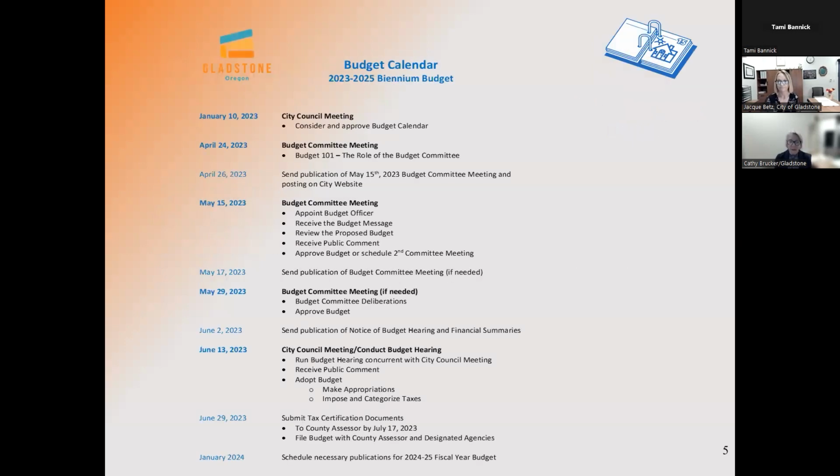It all starts with the budget calendar approved by the city council, usually in February. This lays out the meeting dates, publication dates, and necessary filings with the county assessor to levy our property taxes. This same calendar applies to the Urban Renewal Agency budget, which is published separately from the city.